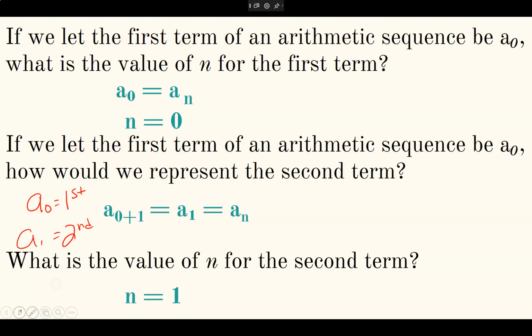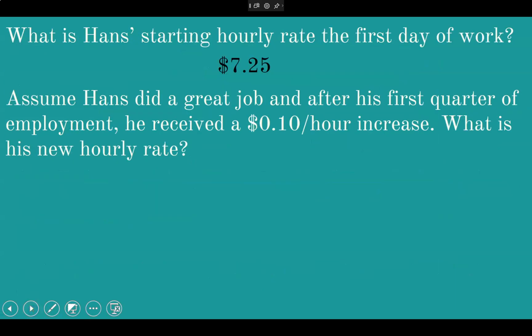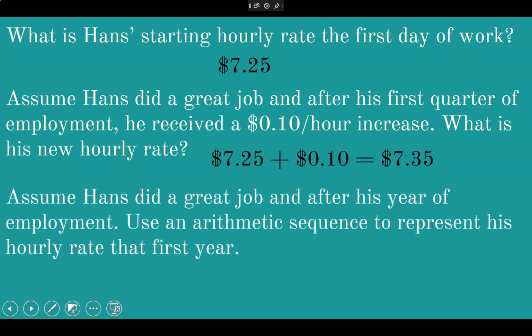Ready? Here we go. Hans starts a new job. We did this yesterday. He starts off at $7.25 an hour. If he does well, he's on time, no complaints, he gets a 10-cent increase each quarter. Okay, so what was his starting hourly rate? The $7.25. Good. If he did a good job, he got 10 cents added per hour per quarter. So what is his new hourly rate if after the first quarter he did well? $7.35. Good. We added the 10 cents to it.